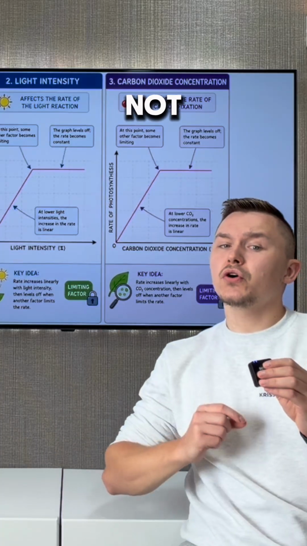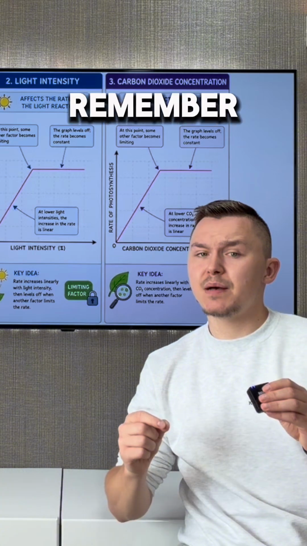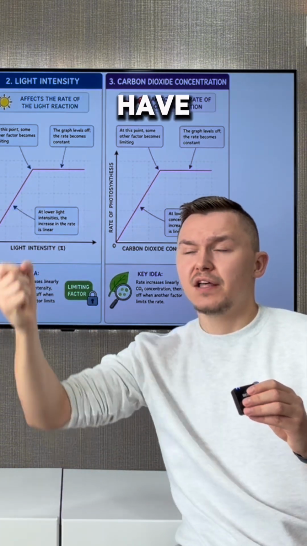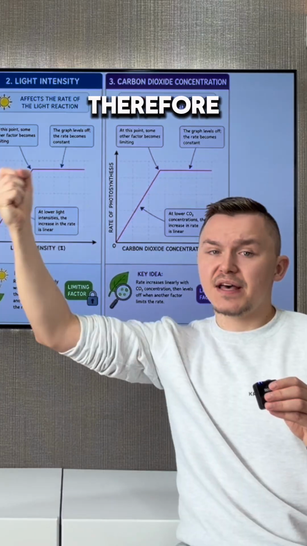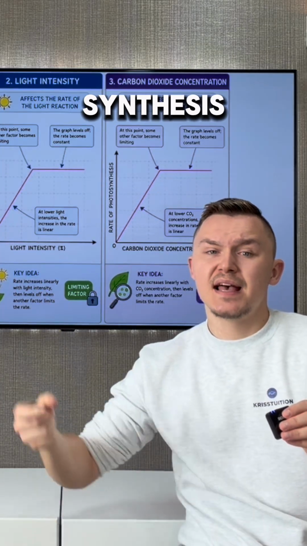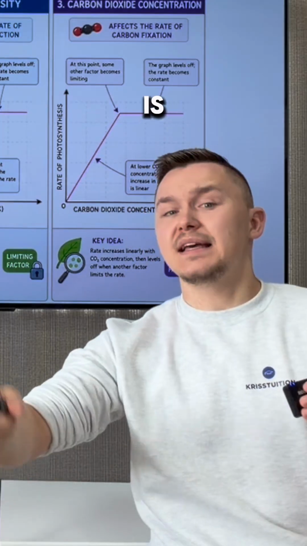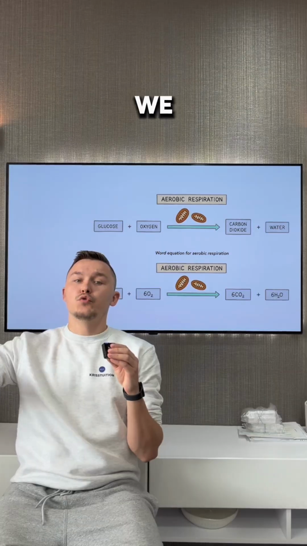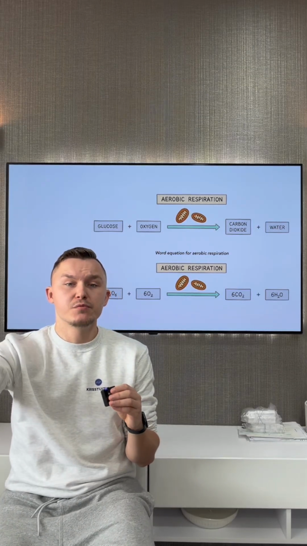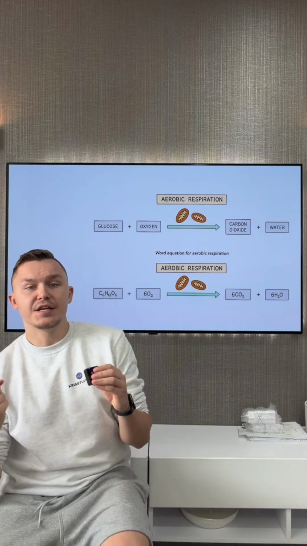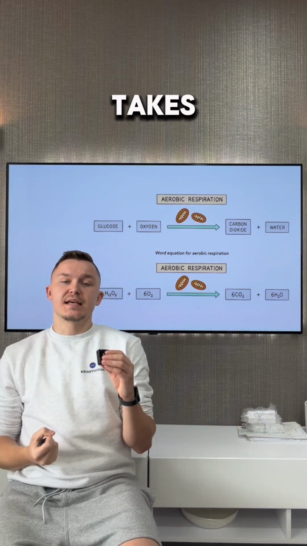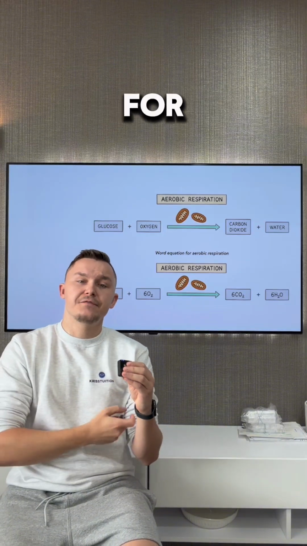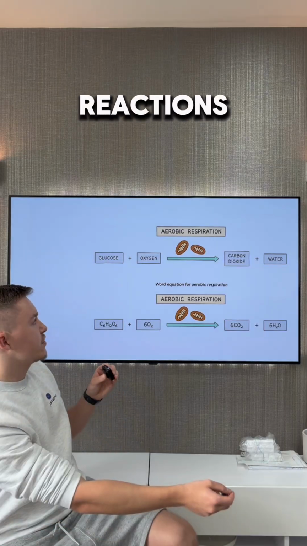One factor that's not here is chlorophyll, but we should also remember that chlorophyll absorbs sunlight. So the more chlorophyll we have, the more sunlight can be absorbed, and therefore the greater the rate of photosynthesis. Things that might affect chlorophyll is magnesium, which we spoke about earlier, which is used to produce chlorophyll. We also need to know about cellular respiration, which is an exothermic reaction. It releases more energy than it takes in, and therefore it's super important for things like muscles contracting, for keeping warm, and for chemical reactions as well.